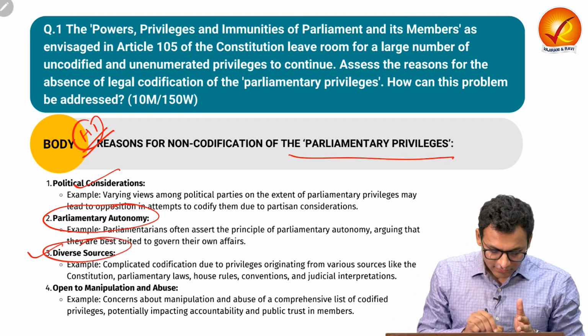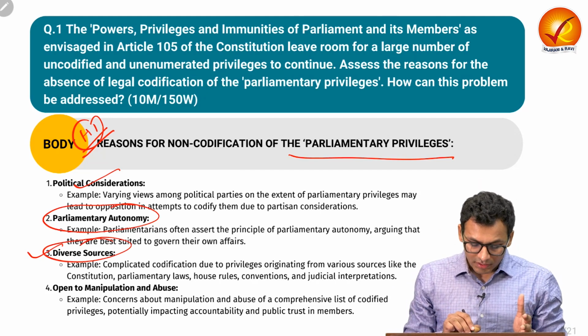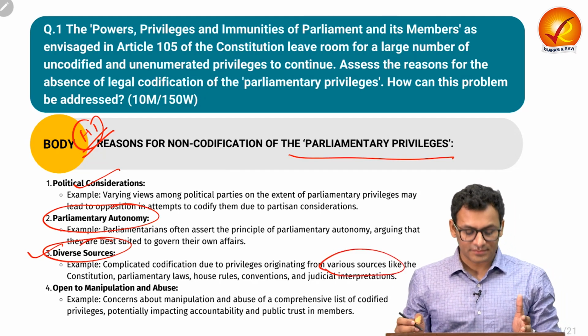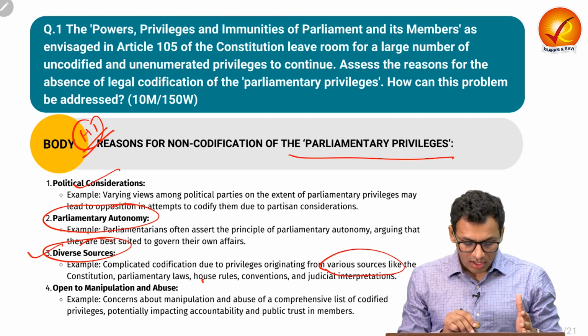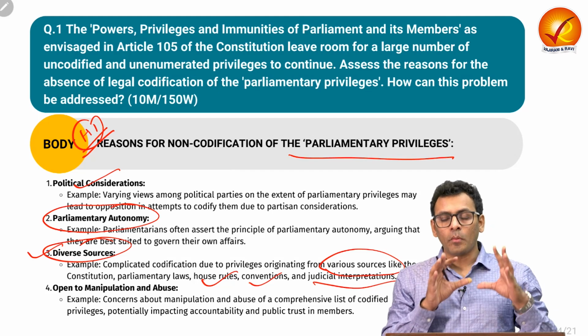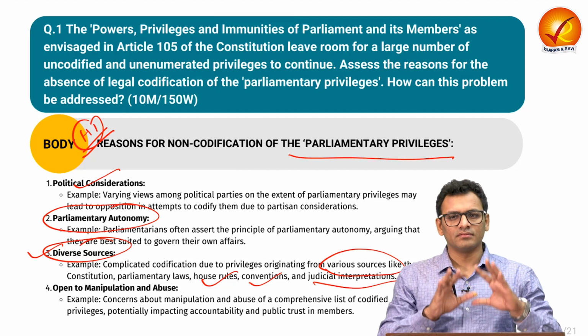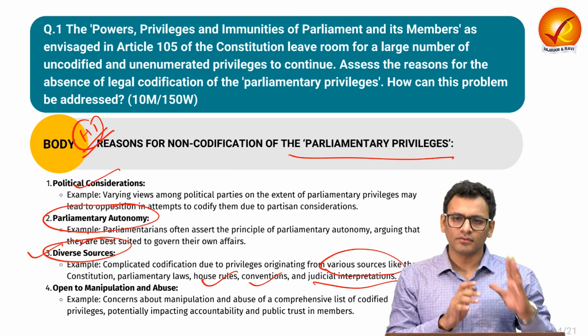The third, we have diverse sources. Now, complicated codification arises due to privileges originating from various sources like constitution, parliamentary law, house rules, conventions, and judicial interpretation. Now, this creates a very complex web of creating certain kind of codification, and thus we have seen absence of that kind of codification.